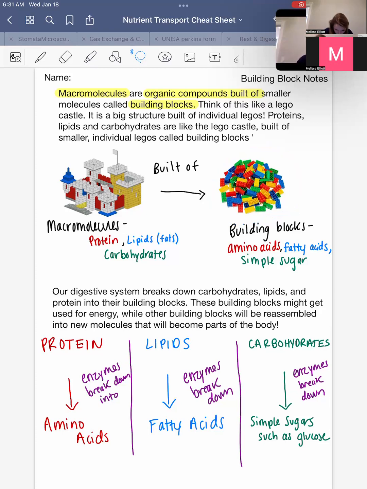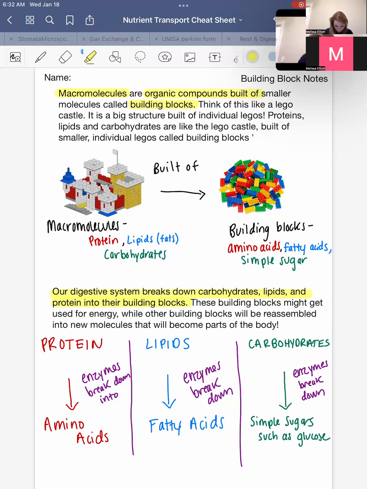So we're gonna go ahead and highlight our digestive system breaks down carbohydrates, lipids, and protein into their building blocks. And these building blocks, right, they might get used for energy, or they might be reassembled and actually built into a new part of the body. So we're going to go into detail in a little bit, but we're just going to make sure and clarify that we understand our macromolecules and what their specific building blocks are made of, right?